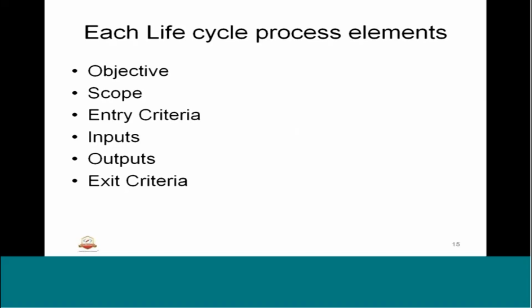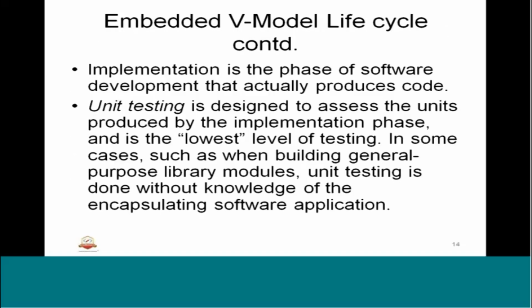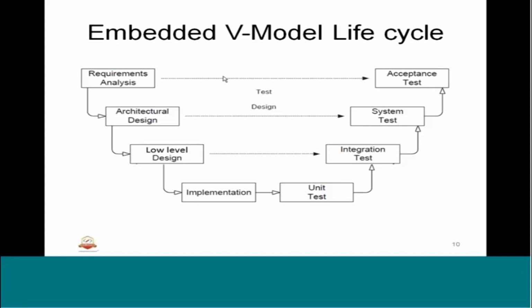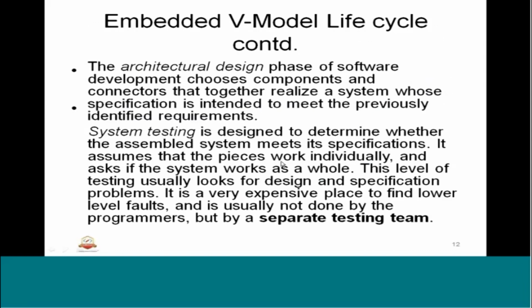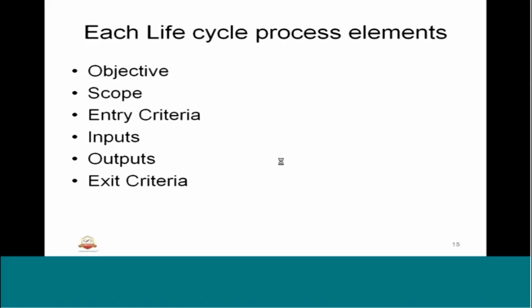So what are those life cycle process elements that need to be defined? So we know that each life cycle will have a process, all this in the V model. So what is the minimum, or what is the mandatory thing that we need to have for the life cycle process for each stage? So there has to be an objective, there should be a scope, there is an entry criteria for that stage. So what are the inputs that are required? What is it going to produce, what is the output? Then we have an exit criteria which defines the exit conditions for that stage.